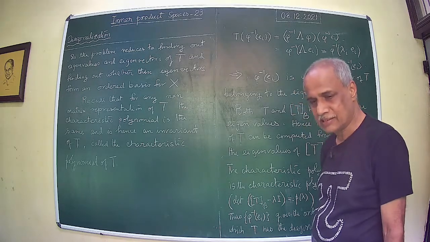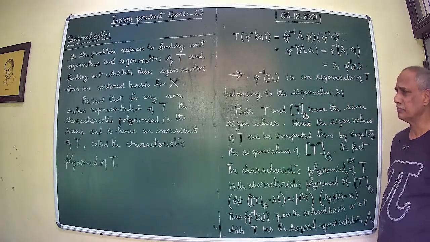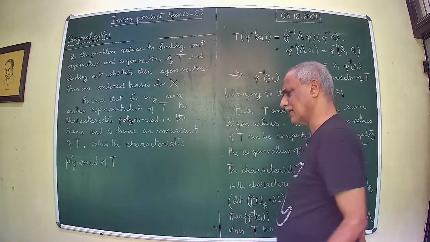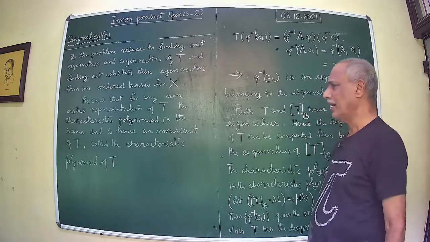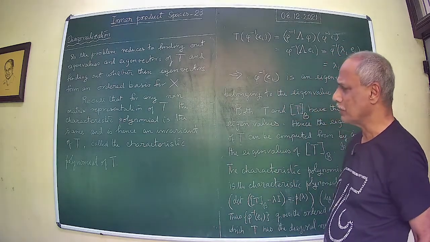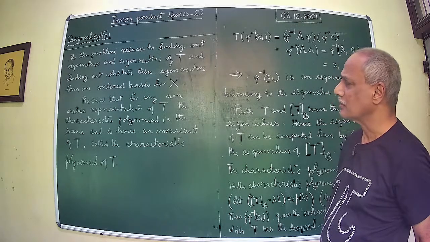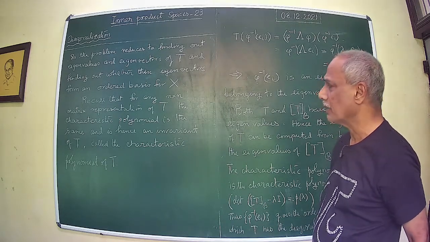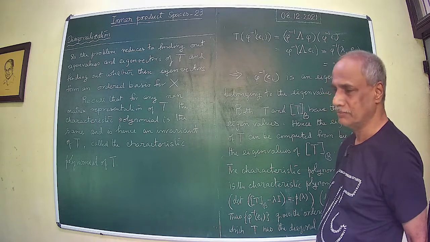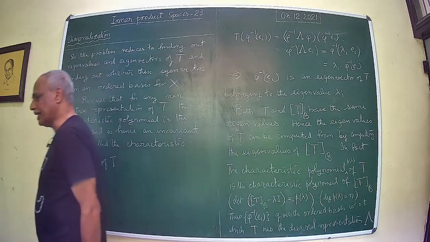To compute the characteristic polynomial, what you need to do is use any matrix representation of T. That means you start with any ordered basis and then construct the corresponding matrix representation and compute the eigenvalues or the characteristic polynomial of the matrix representing T. That is the same as the characteristic polynomial for T. And the roots are also the eigenvalues of T. Once you get the eigenvalues, you can find out eigenvectors.